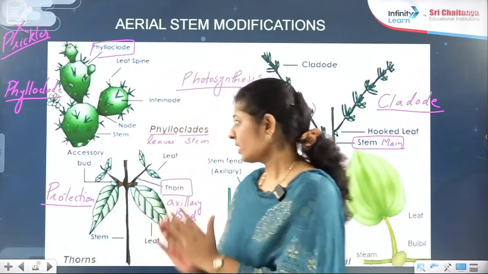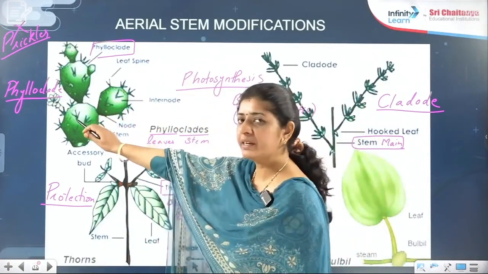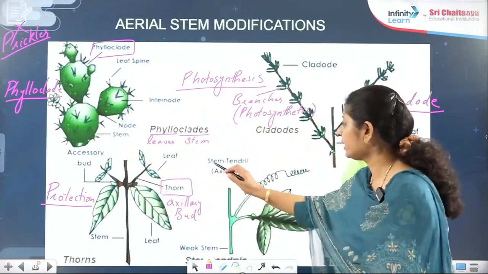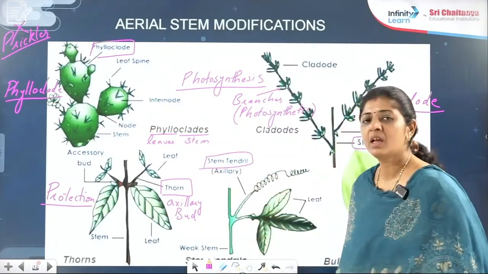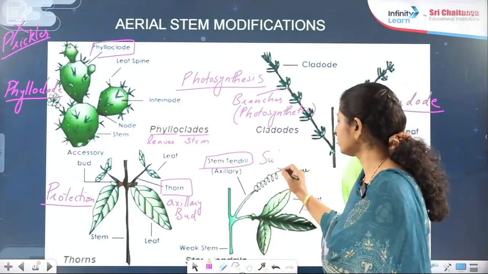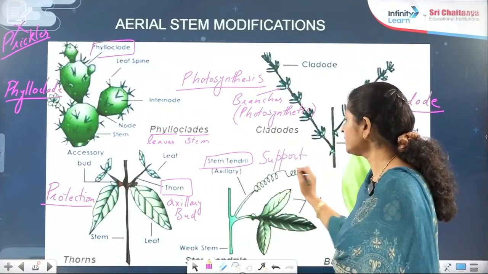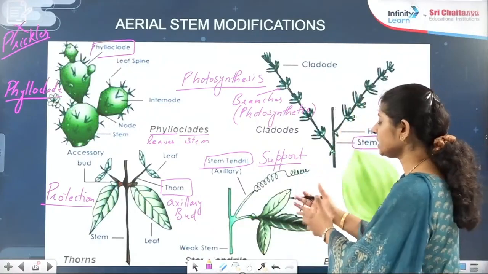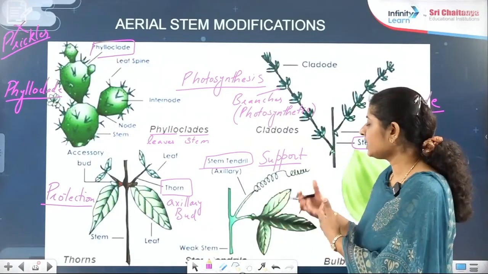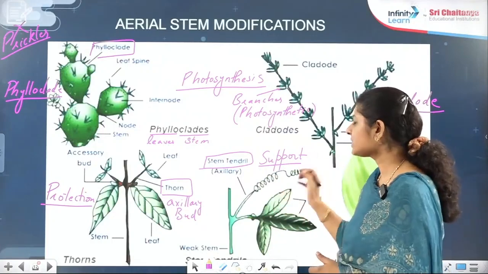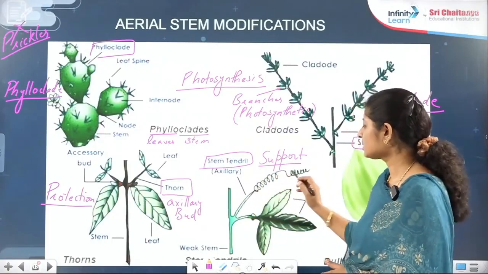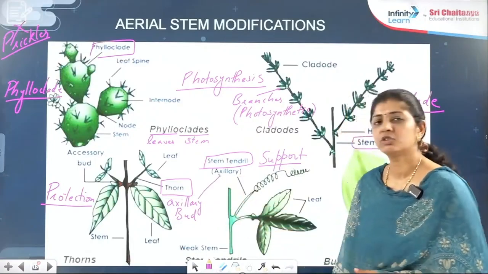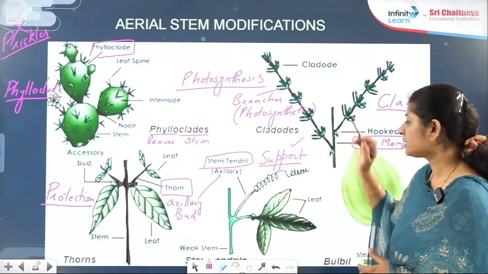Just now I have discussed with you the phylloclade, cladode and the thorns. Now the third one I am going to take for the stem, tendril. It is functioning for support. To which type of stem is it giving support? Which is weak, that stem needs the support, and again the axillary bud will give rise to this tendril. This is again an axillary bud modification, right? So the function will be support here.